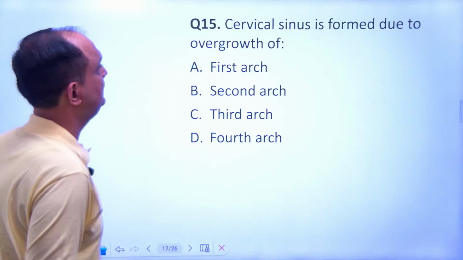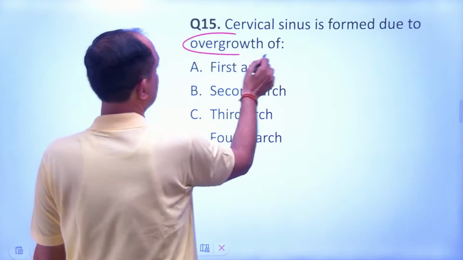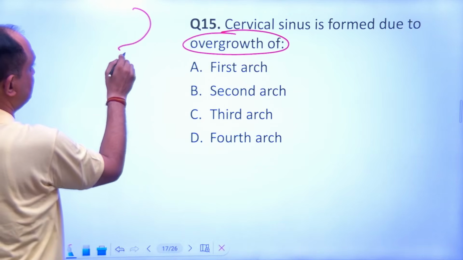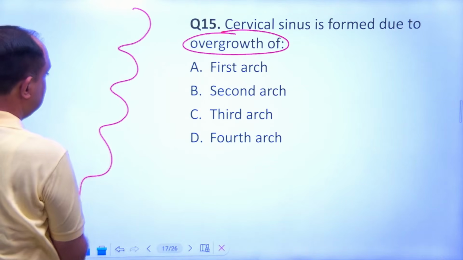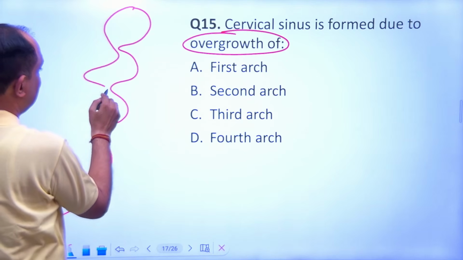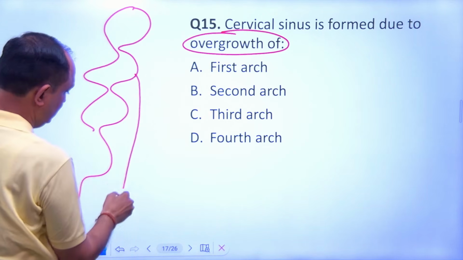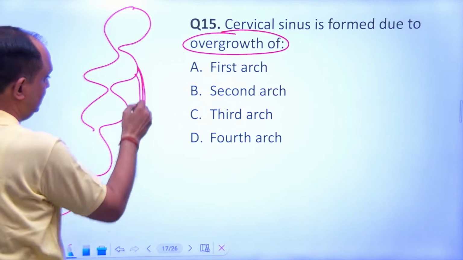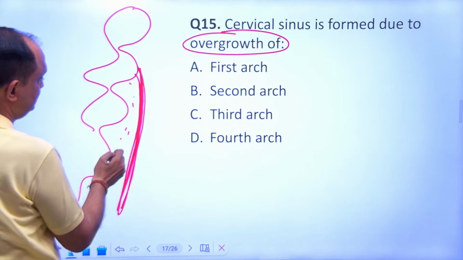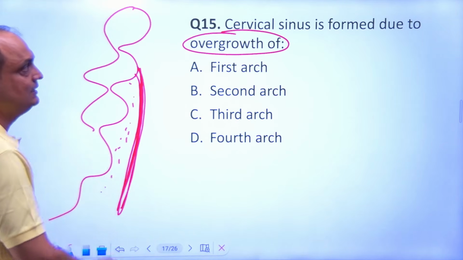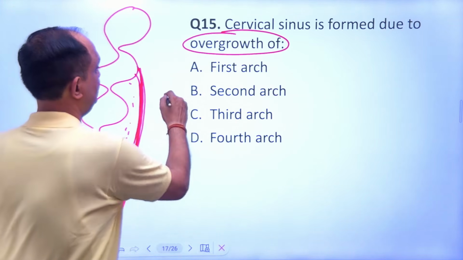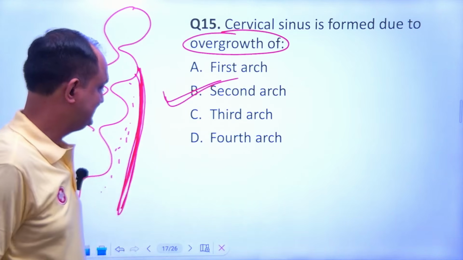Next question, the cervical sinus is formed due to overgrowth of. Now these are the arches. When you have the second arch, this second arch will show the overgrowth and extend downwards, and this space deep to the second arch is known as cervical sinus. So it develops because of the overgrowth of the second arch.